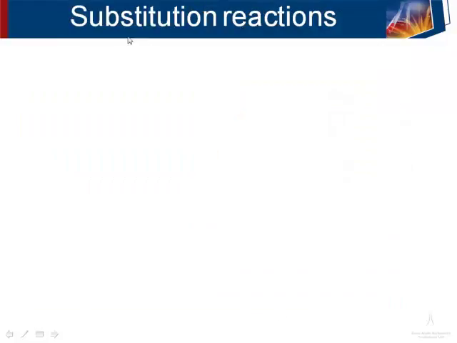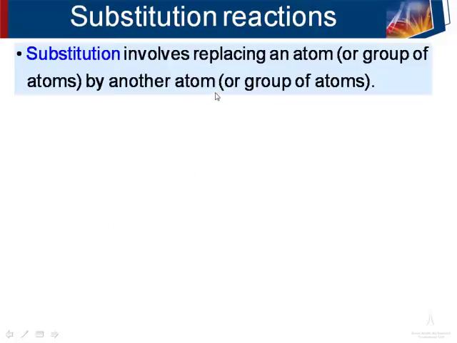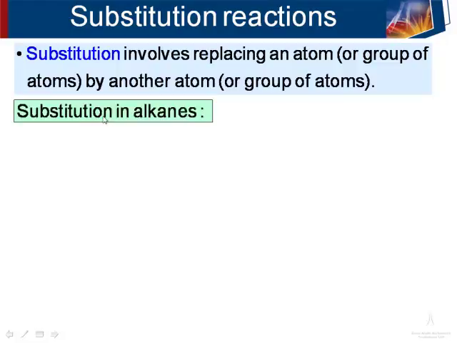Firstly, let us examine the substitution reactions, the first type of reaction. Substitution involves replacing an atom or a group of atoms by another atom or group of atoms. So there is a substitution. When you substitute for somebody, you replace that person. So this reaction is substitution in alkanes. We're going to look at where an atom is replaced by another atom.